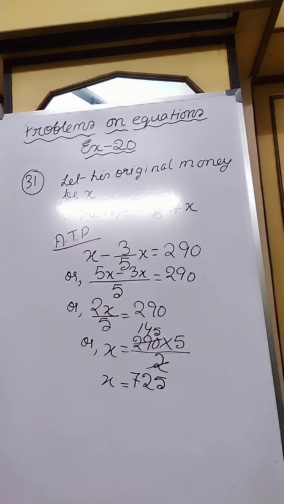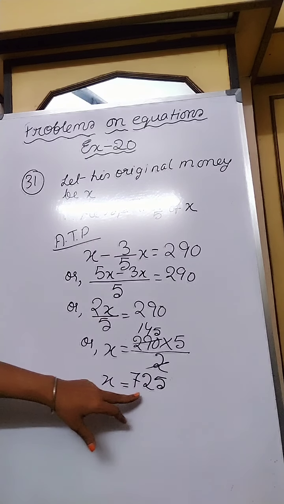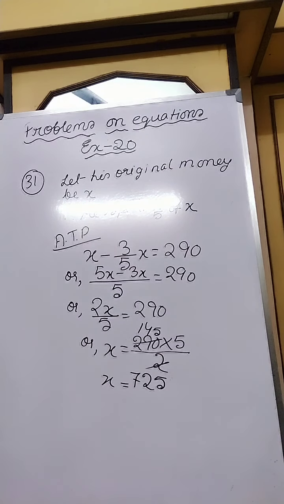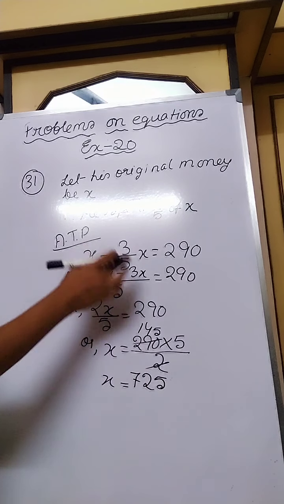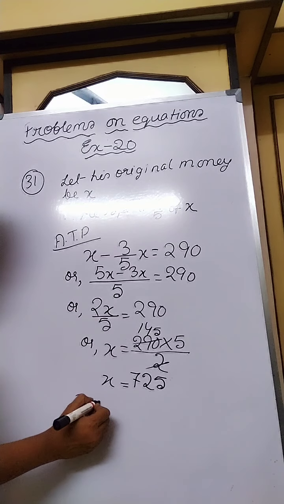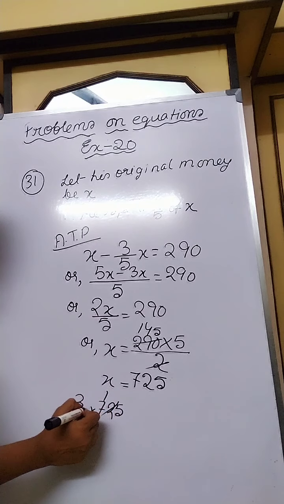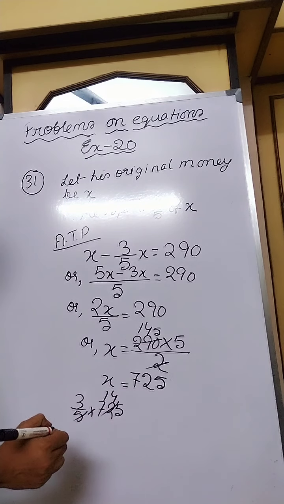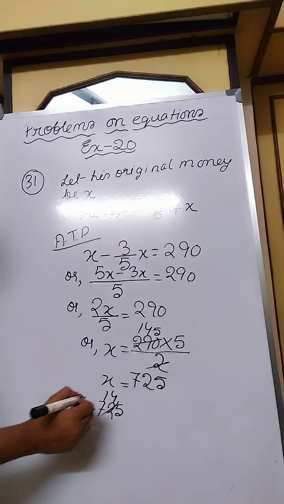That means the original money he had was 725, which is x. He had 725 originally, and he spent 3/5 of the money. So if I do 3 by 5 into 725, which he has already spent: 5 1s are 5, 5 4s are 20, and 125.